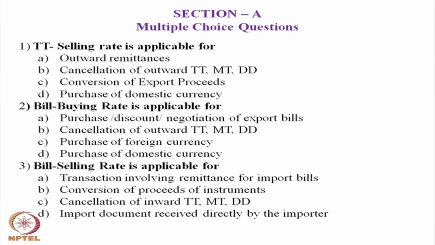Question number 2. Bills buying rate is applicable for, the choices are for you: A, purchase discount negotiation of export bills, B, cancellation of outward TT, MT, DD, C, purchase of foreign currency, D, purchase of domestic currency. Mark the answer, keep it with you.